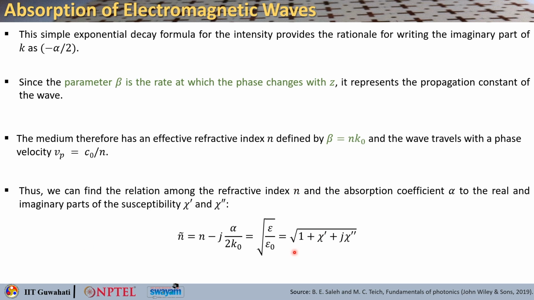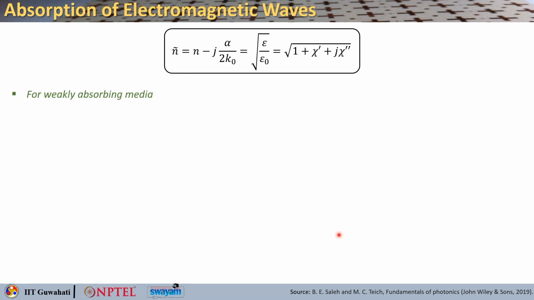So how can you write it? You can say that n is a complex quantity which has a real part, the refractive index, minus j alpha by 2 k naught. This is basically the imaginary part of the refractive index, and this is equal to the square root of epsilon r, where epsilon by epsilon naught is epsilon r. Now, this is 1 plus chi, and chi is complex, so you can write it as chi prime plus j chi double prime. This is how the equation looks.